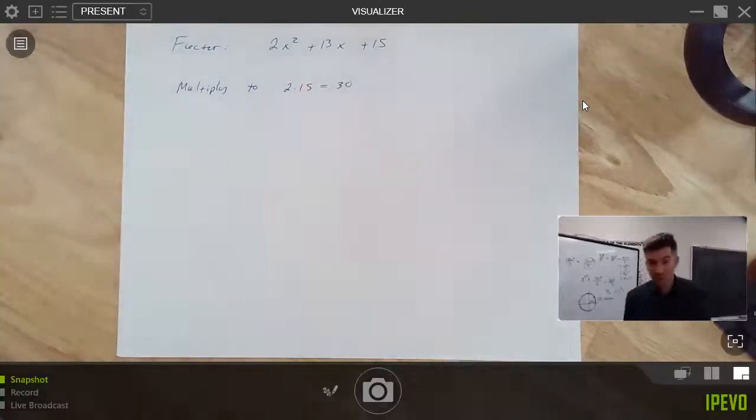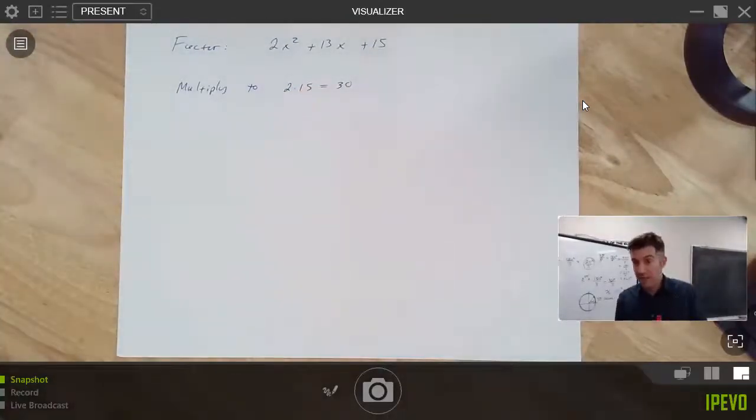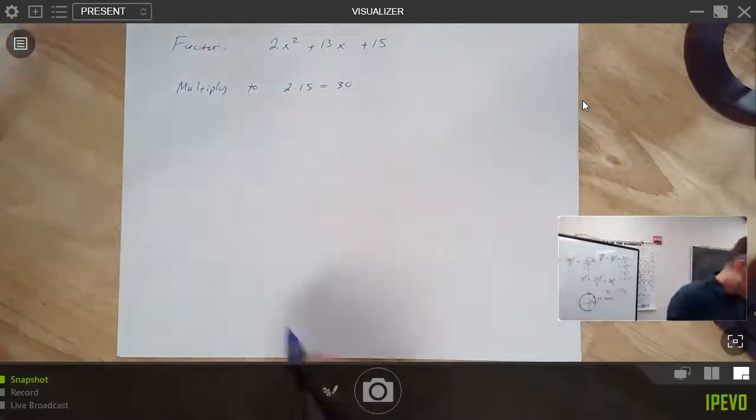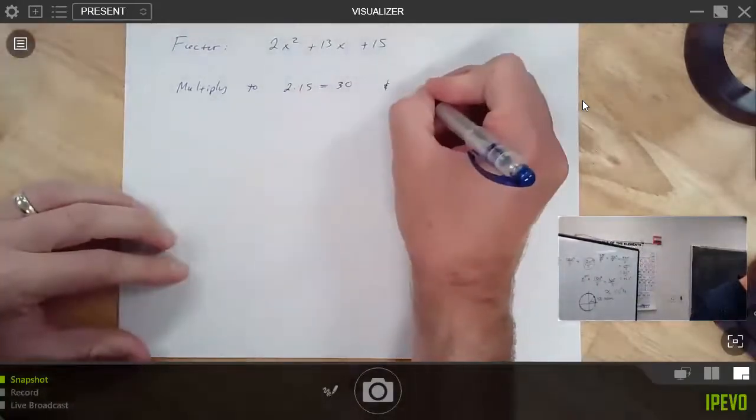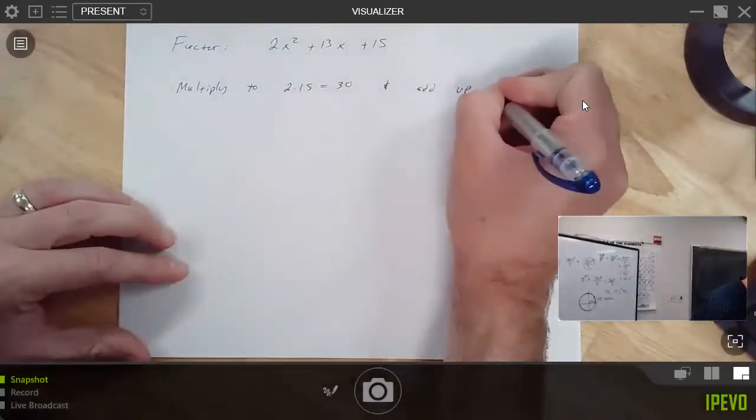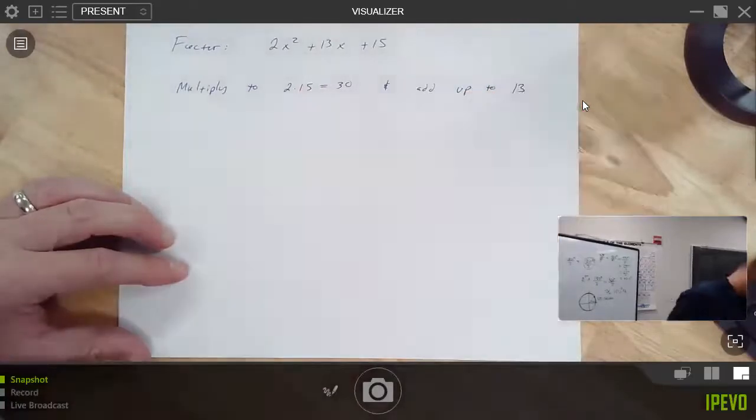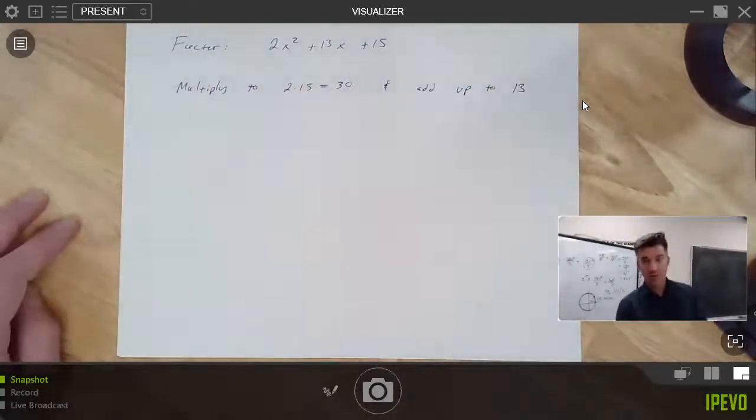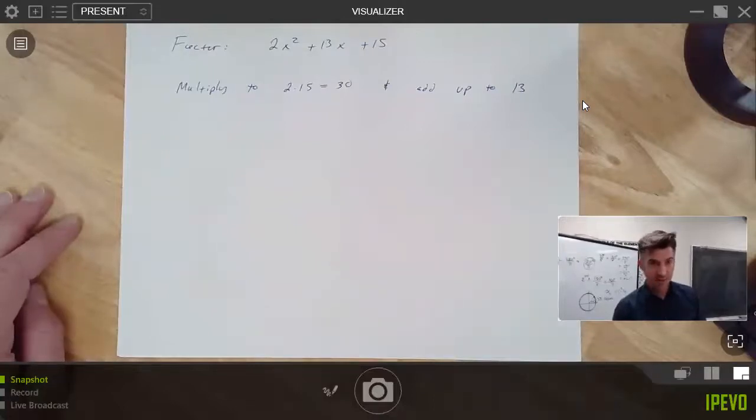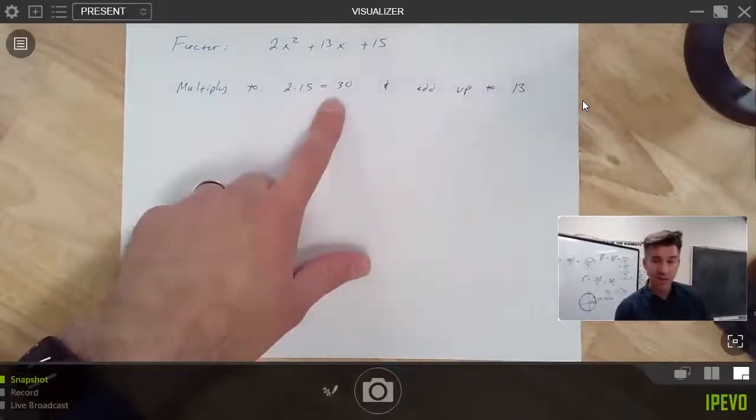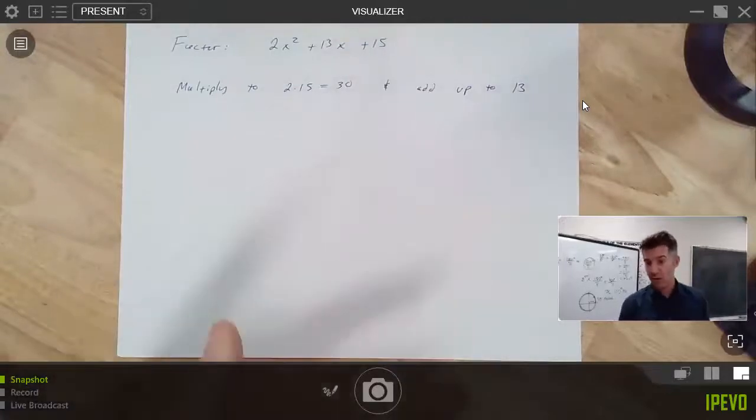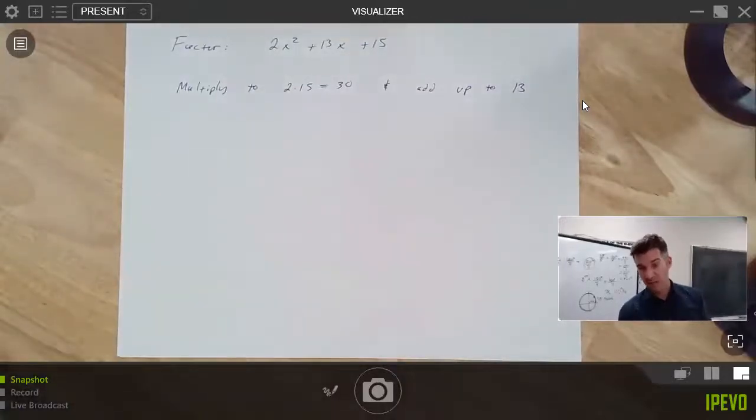The numbers might be 2 and 15. That is sometimes an option. And add up to 13. All right, so what are two numbers that multiply to 30 and add up to 13? If it was a negative 30, negative 2 and positive 15 would totally work because it's off by 13, but it's not, it's positive 30. So let's see. I think 3 and 10 work.